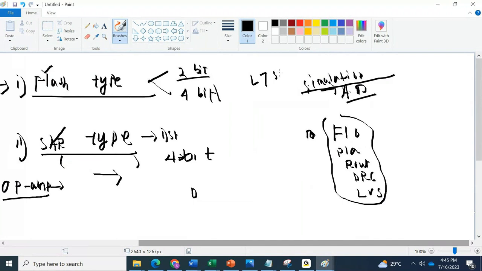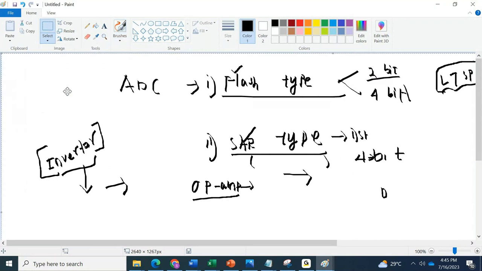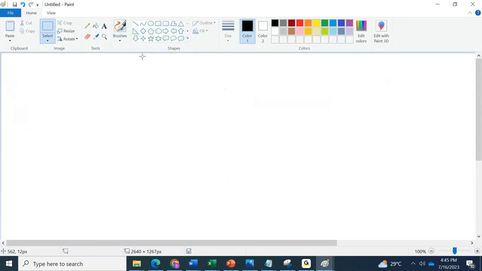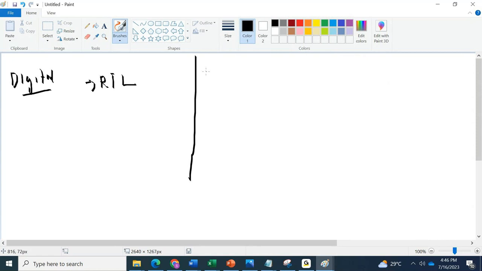Sir, is ASIC verification and analog design the same or different? No, that is different. As I told you, in digital we have RTL. Whatever the RTL people do, whether it is correct or not, that will be checked by DV, digital verification. That is also called ASIC verification in some companies.